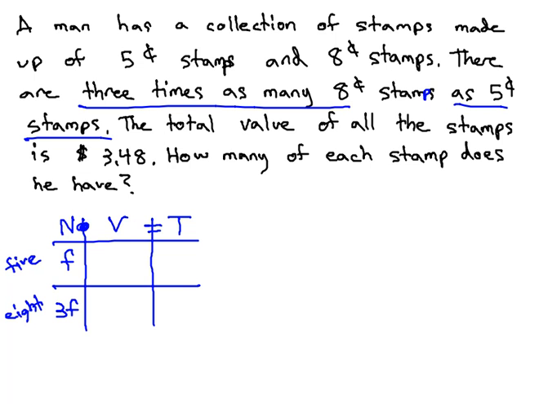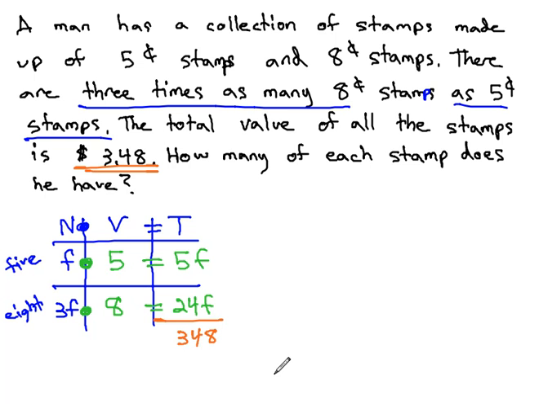The value given to each 5-cent stamp is 5, and the value given to each 8-cent stamp is 8. To calculate our total value, we multiply 5 times F to get 5F, and 3F times 8 to get 24F. We are also given a total of 348. This is the total value, so let's put it at the bottom of the total values of 348. Notice this is written in cents, because on the 5-cent stamp and 8-cent stamp values, we also expressed those in cents.